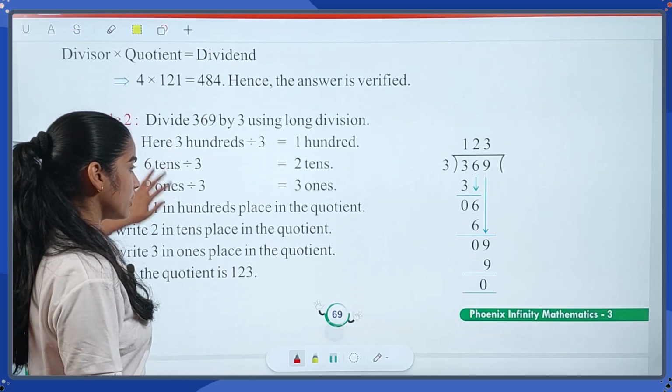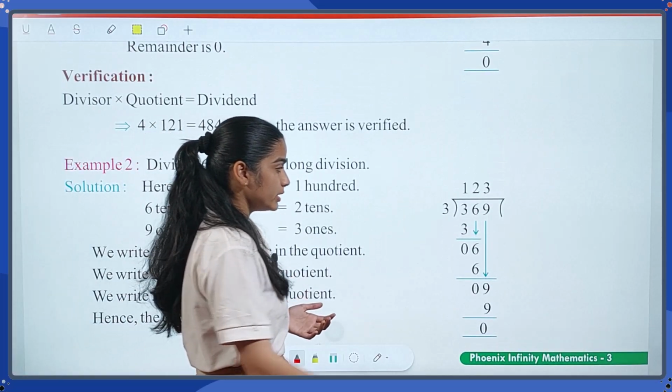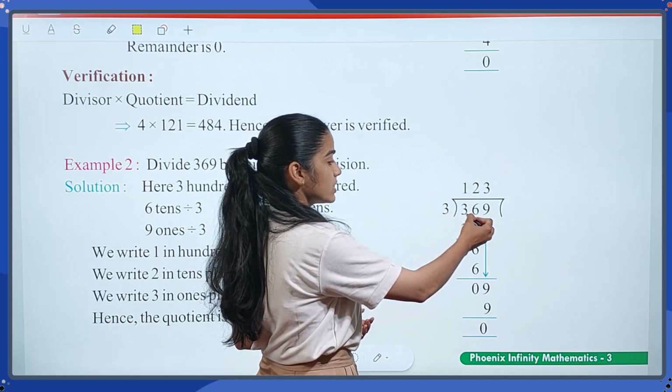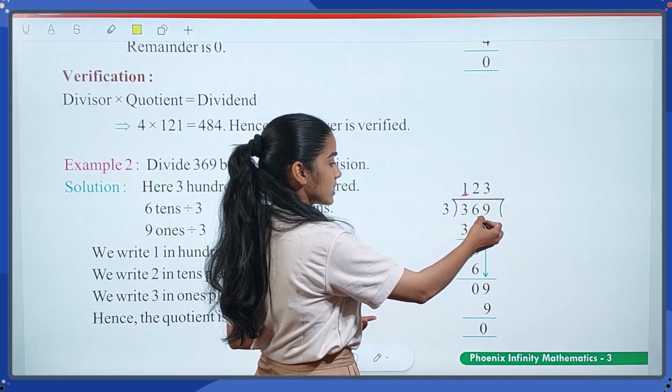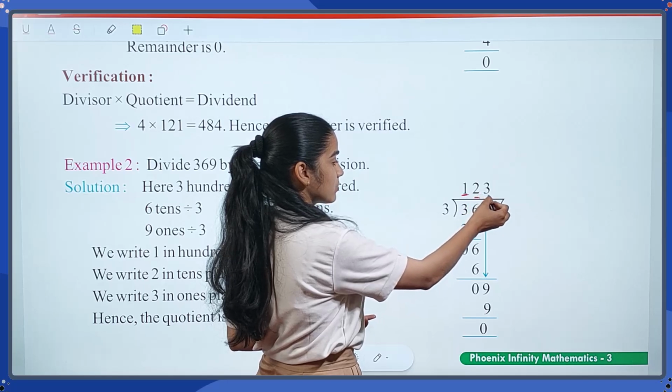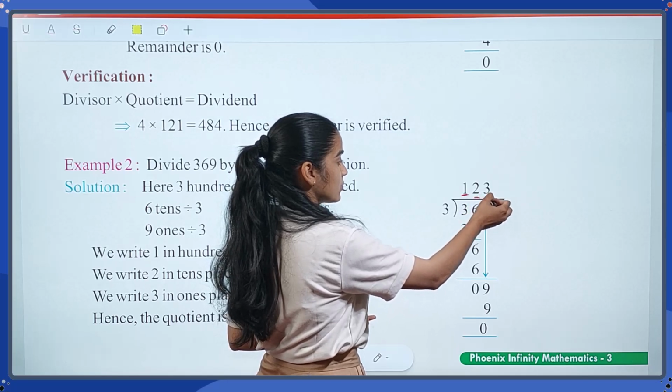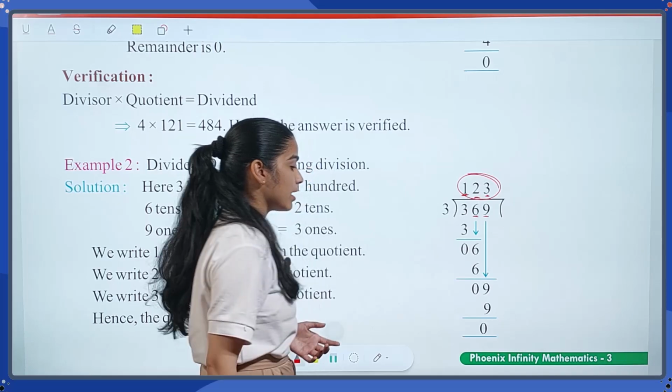Okay. Now we take one more example to understand more clearly. We get 3 in 3's table at the first place, 6 at the second place, 9 at the third place. So 123 is our answer.